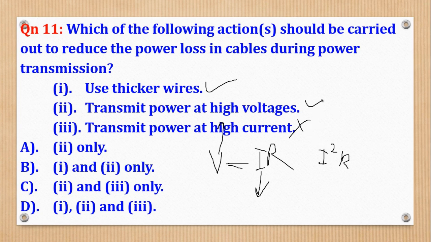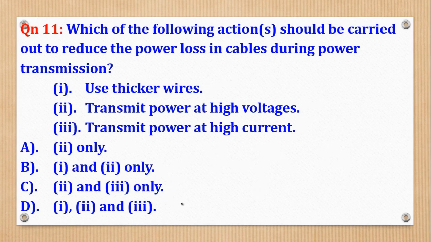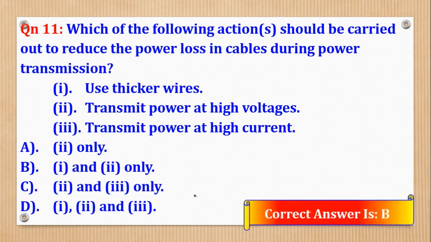So this is correct. Now we're going to look for option 1 and 2. Option 1 and 2 is this part B, meaning this is not okay, this is not okay, and this is not okay. So we shall say the correct option is B.